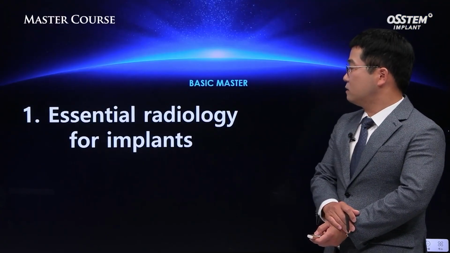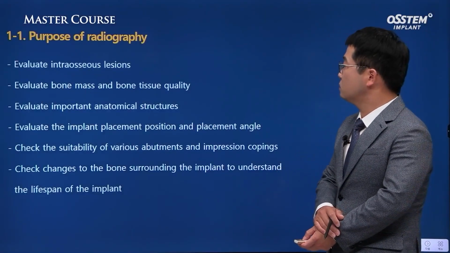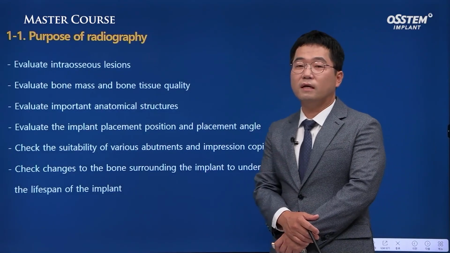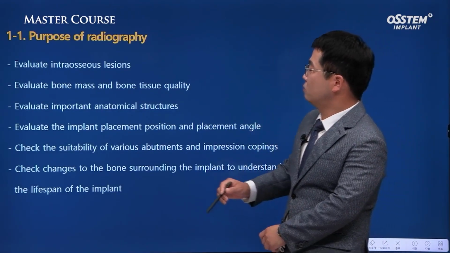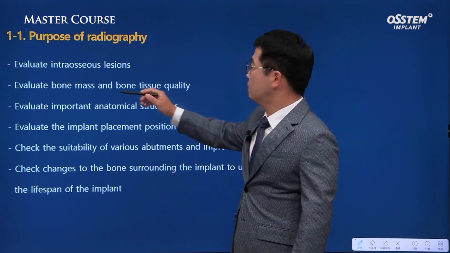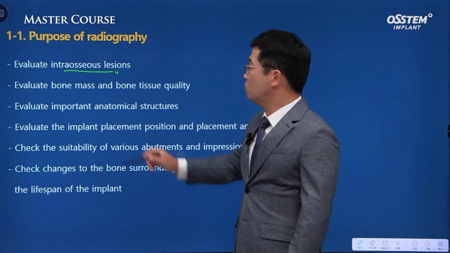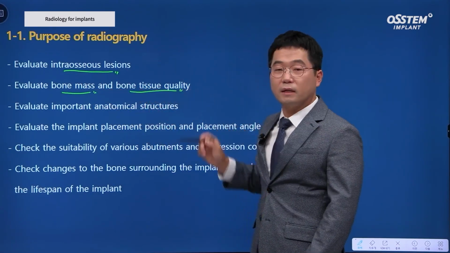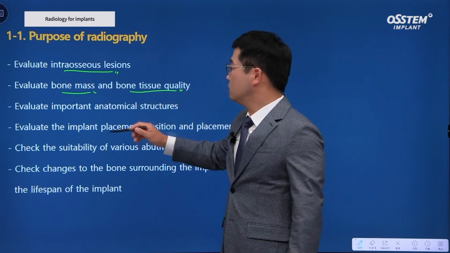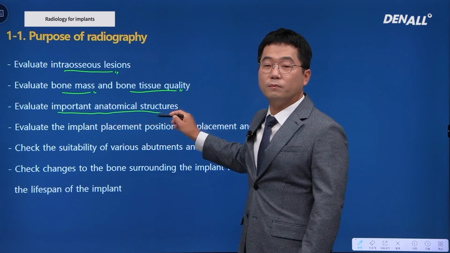First is essential radiology for implants. The reason why we need to check the X-ray. Let's look at the contents. We need to look at the intraosseous lesions, and evaluate bone mass and tissue quality. Important anatomical structures need to be evaluated.